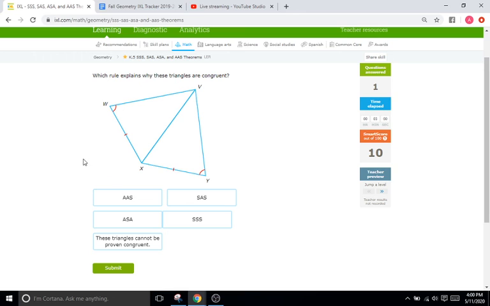Okay, so is there something that matches with an SSA? There is not, right? There's side angle side, but the angle's outside of the two sides, so that can't work. That doesn't make any sense. And if we had side, side, side, that would work, but we cannot confirm that these two sides are going to be the same.